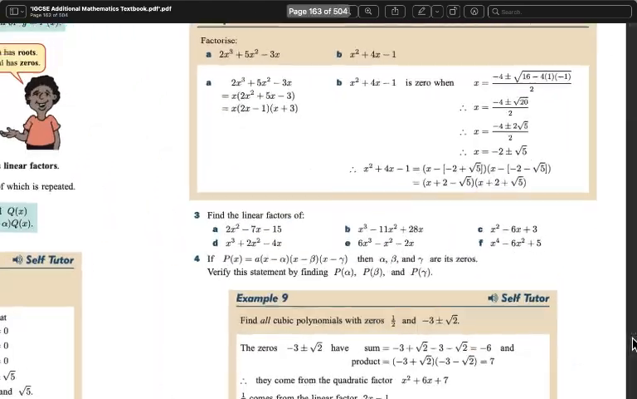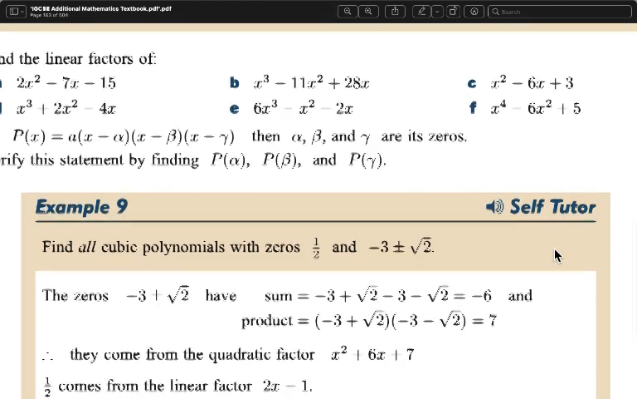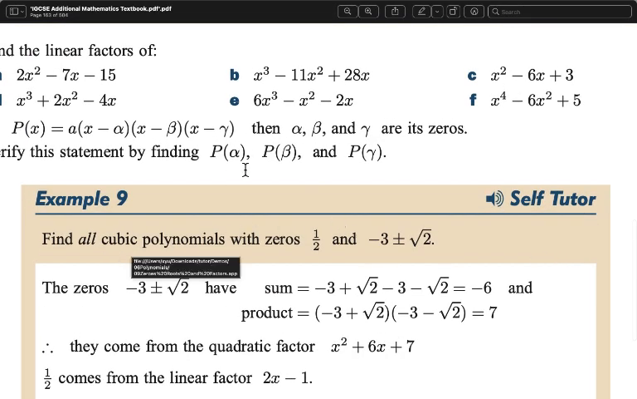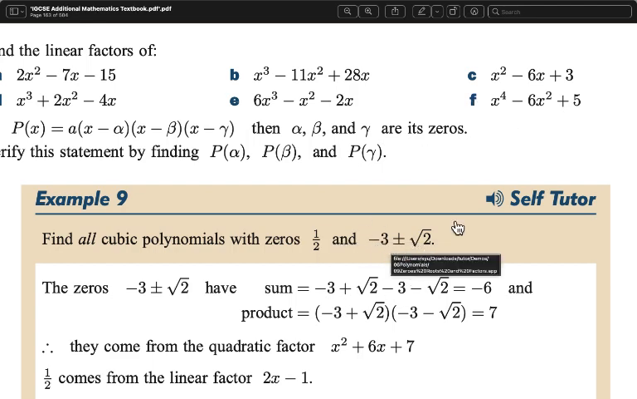Now let's do it in reverse, where the zeros are given. For instance, in this question, it asks you to find all the cubic polynomials with the zeros of 0.5 and minus 3 plus the root of 2 and minus 3 minus the root of 2.